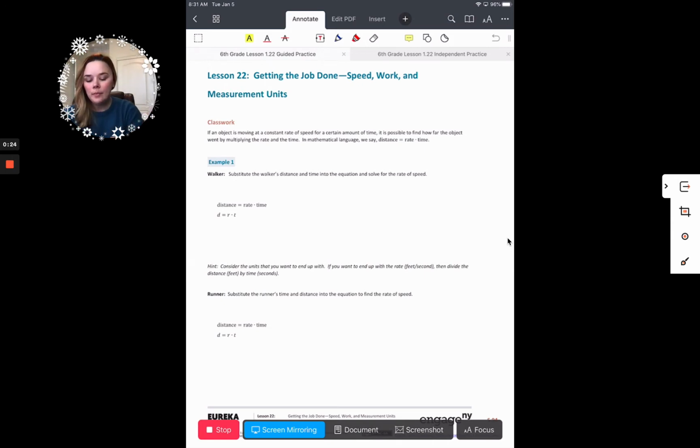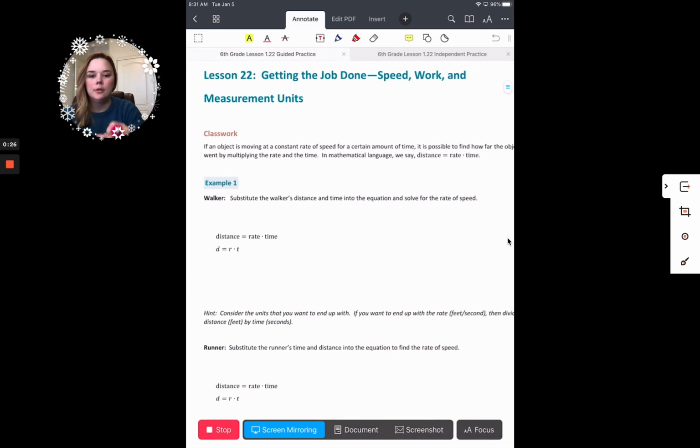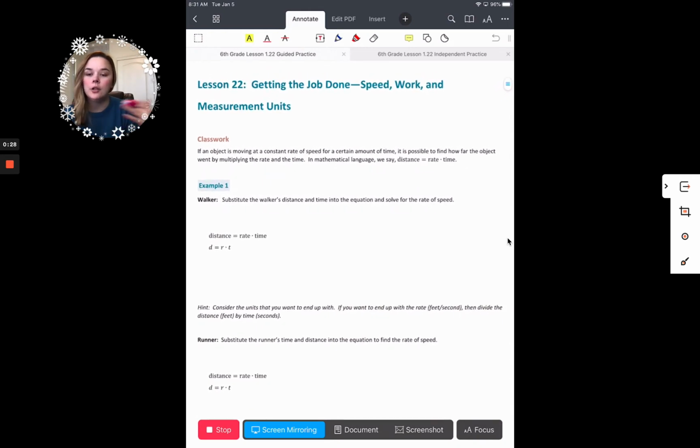So if we read this first little sentence telling us what this formula is, it says, if an object is moving at a constant rate of speed for a certain amount of time, it is possible to detect how far the object went by multiplying the rate and the time. In mathematical language, we say distance equals rate times time.